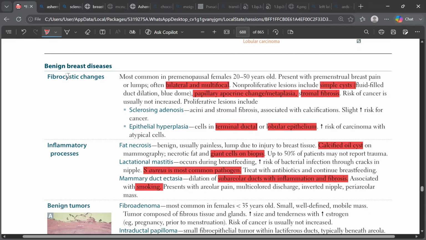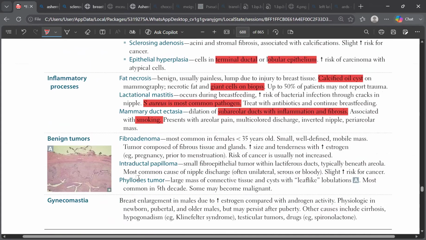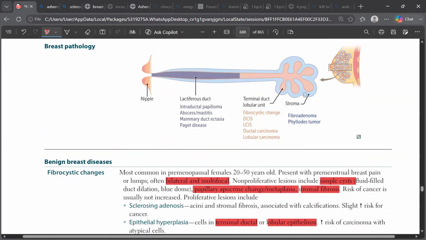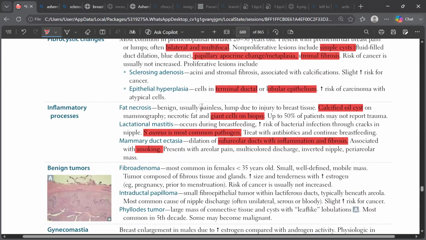So far, we have discussed benign conditions with fibrocystic changes, in which there are 5 conditions, including 3 non-proliferative and 2 proliferative conditions, and inflammatory conditions involving fat necrosis, lactational mastitis, and mammary duct ectasia. Now we're going to benign tumors, which involve fibroadenoma, intraductal papilloma, and phylloides tumor. So fibroadenoma occurs in the stroma, along with phylloides tumor, and intraductal papilloma occurs in the lactiferous duct. So these are all benign conditions that are occurring right here. And let's discuss what they are.